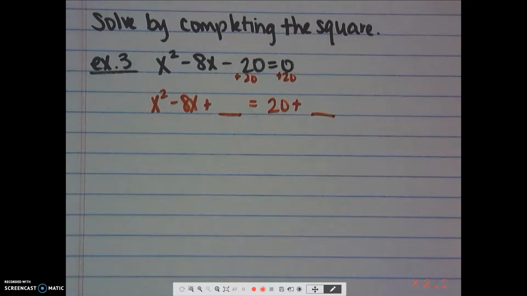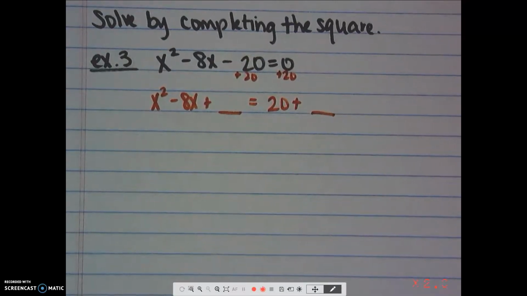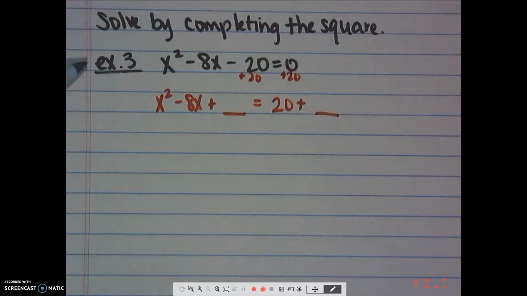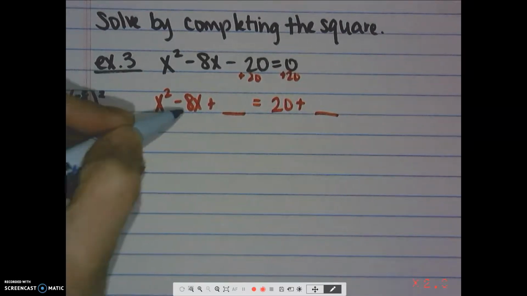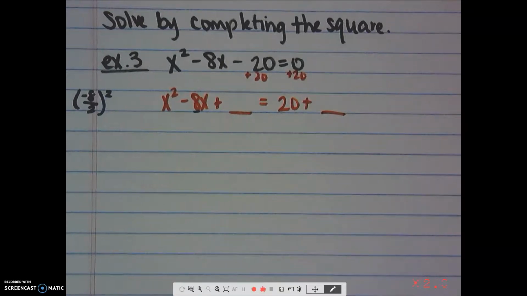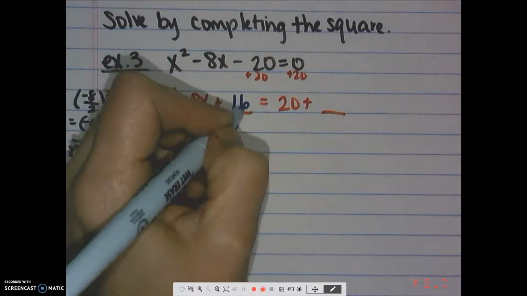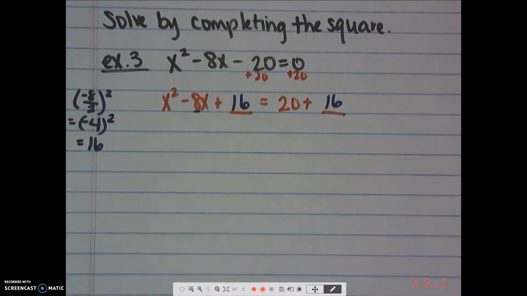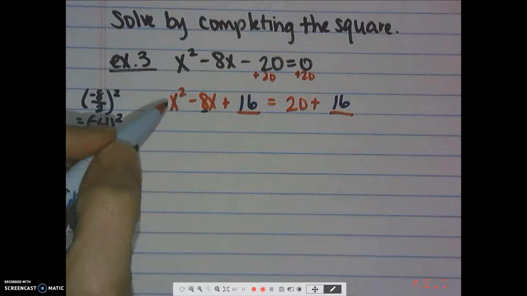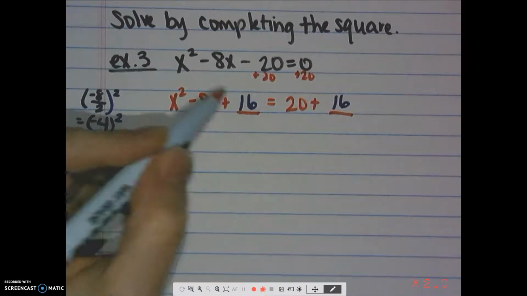The next step is to find the magic number. To find the magic number, I'm going to do my work over here. We take negative 8, we divide it by 2, and we square it. So it's this b value right there. Negative 8 divided by 2 is negative 4. Negative 4 squared is a positive 16. So we're going to add 16 to both sides. That's our magic number. After we add that magic number to both sides, we're going to factor the left. So x squared minus 8x plus 16.